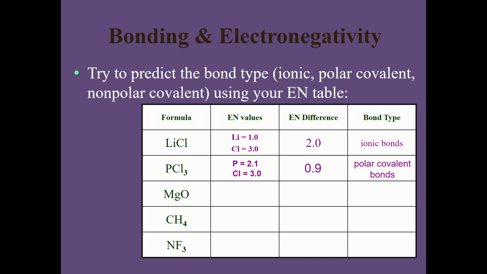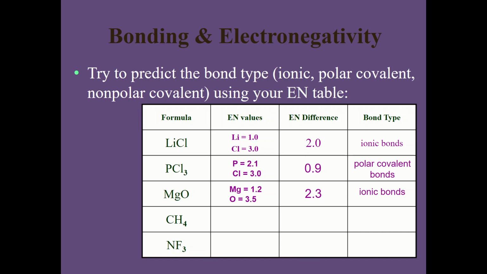Magnesium oxide. You should just be able to look at that and immediately say ionic. We have a metal and a non-metal. They're on opposite sides of the periodic table. This is most definitely ionic.